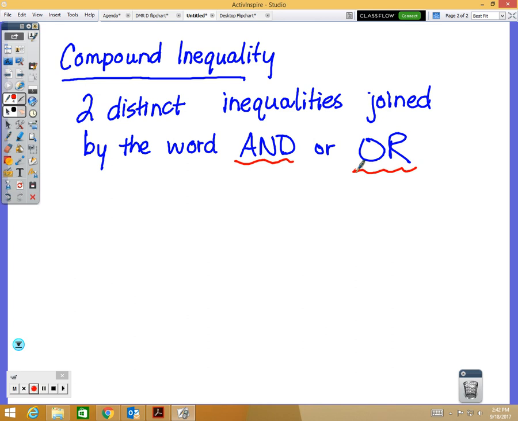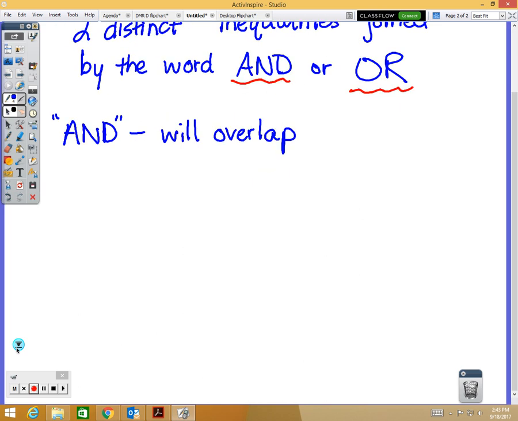Two distinct inequalities joined by the word and or the word or. So we're going to first talk about when these two distinct inequalities are joined by the word and. Okay? The and indicates that the inequalities are going to overlap. Again, the word and indicates that the two inequalities are going to overlap.